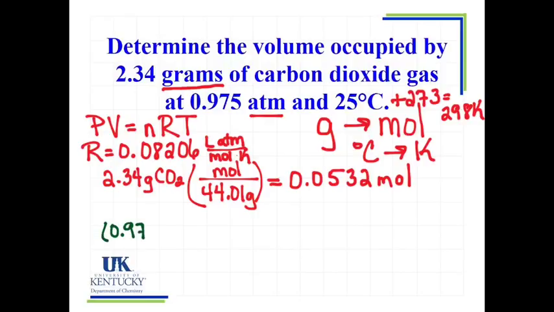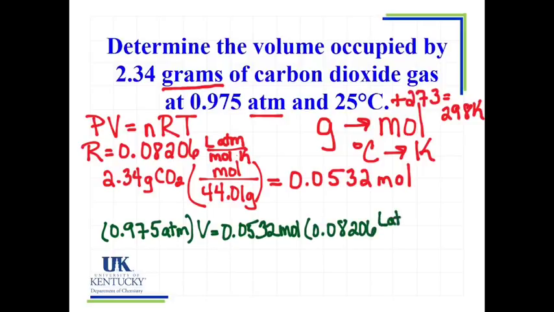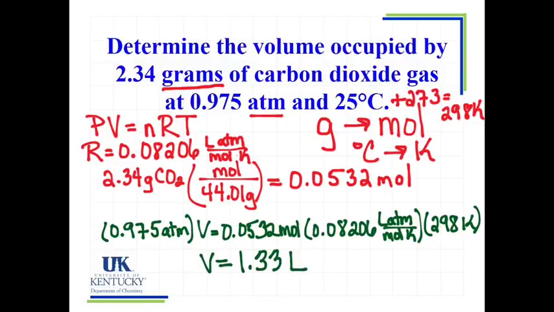Now I can start plugging in my known values into my equation. So I have my pressure and volume. My volume is my unknown that I'm solving for. I plug in the moles that I calculated from the mass of the sample. Then I add in the ideal gas constant. Note there are several versions of the ideal gas constant. This is the one we will be using. They're all equivalent, but they have different units associated with them. And then we put in our temperature in units of Kelvin. Now we just rearrange and solve for the unknown value for the volume, and we get that the volume is equal to 1.33 liters.